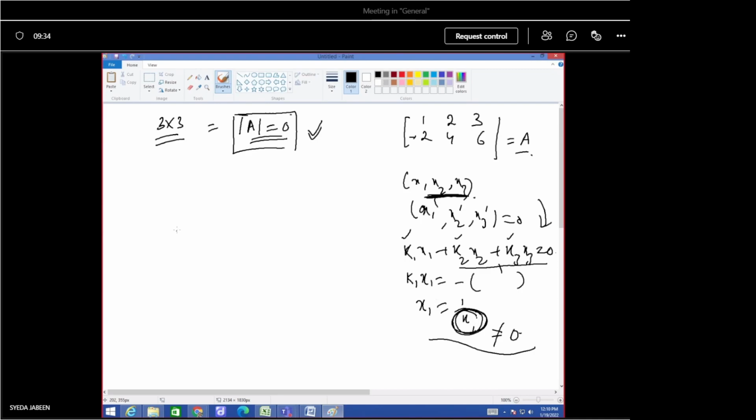There is a property that if you have a set of vectors like x1, x2, x3 or a1, a2, a3, we can say these vectors are linearly dependent if you can find some scalars k1, k2, k3 such that k1 a1 plus k2 a2 plus k3 a3 equals 0. If at least one of k1, k2 and k3 is not equal to 0, then the vectors are linearly dependent.